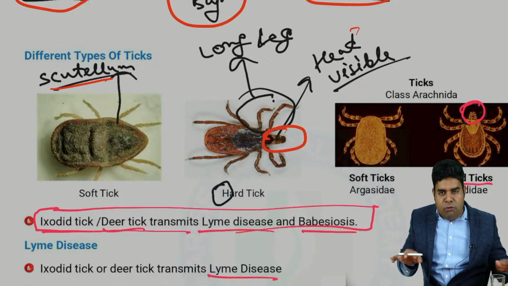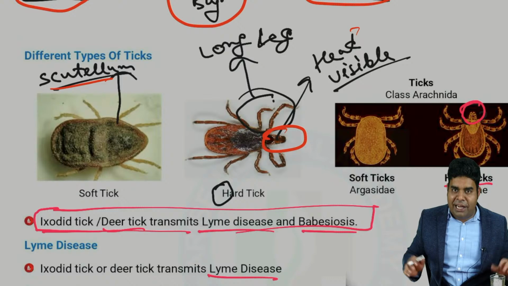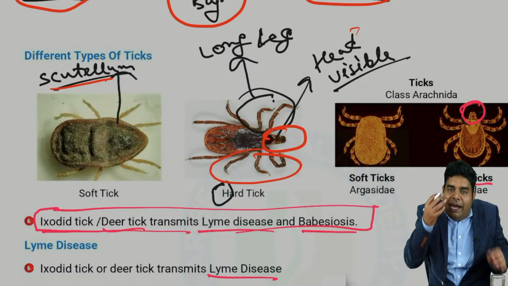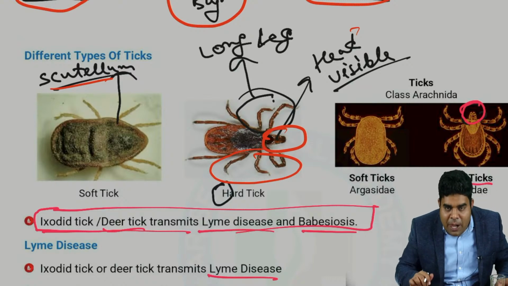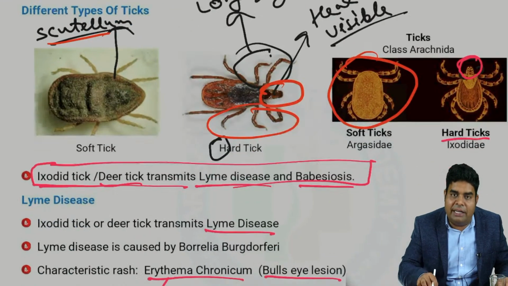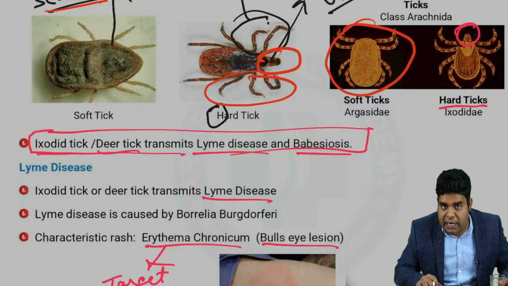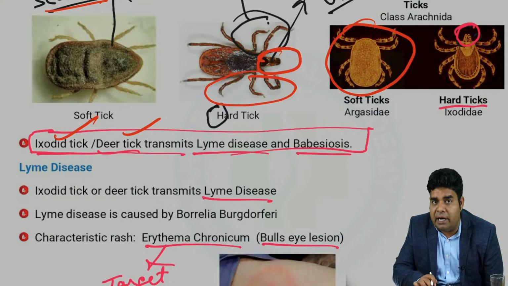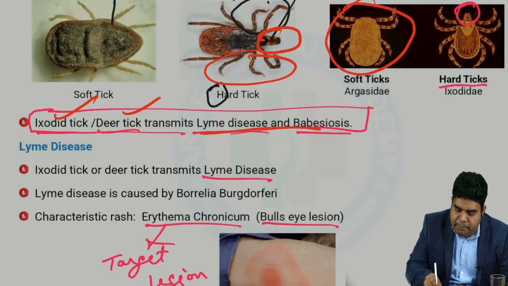And tell me, who will have long legs? Hard tick will have long legs, because in soft tick, head and leg both are covered in the back covering. So soft tick, no head. Hard tick, head visible, easily to identify. And same as hard tick, there are ixoid tick or deer tick. This ixoid or deer tick, it transmits two diseases, Lyme disease and babesiosis.